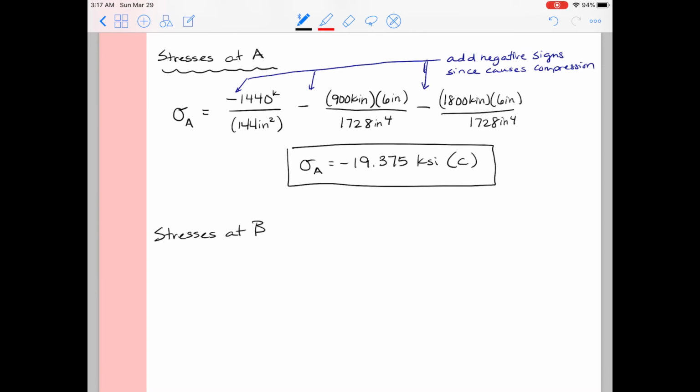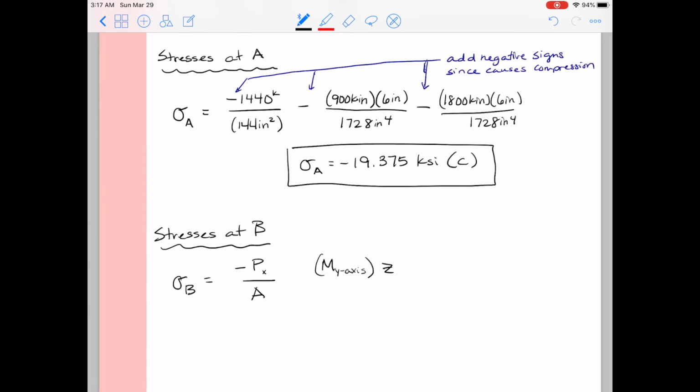So let's take a look at the stresses at B. If you want to give stresses at B a try, go ahead. You can pause the video and give it a try. But if not, here we go. So again, at B, we have the negative P over A load because the 1440 kips causes compression everywhere. And this time I'm going to write it out in variable form.